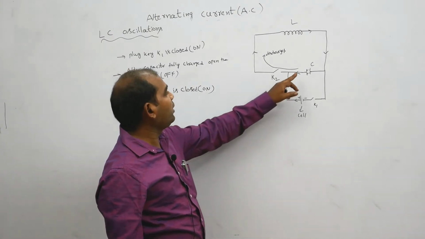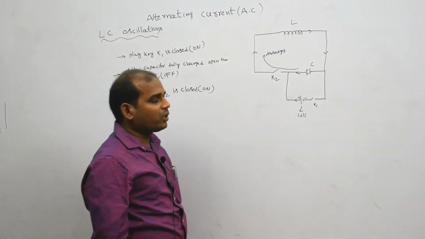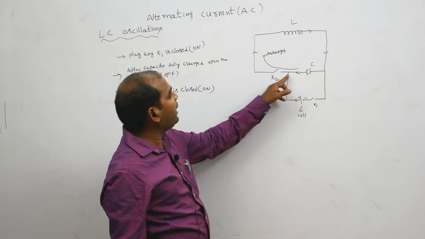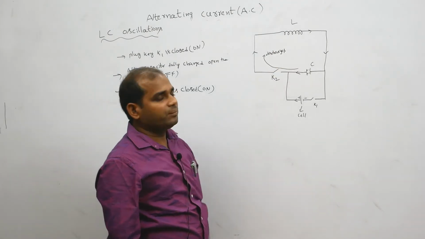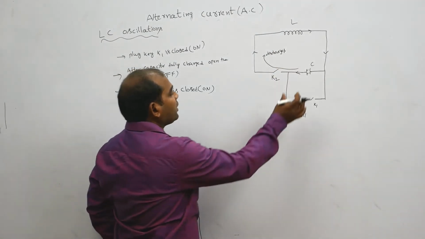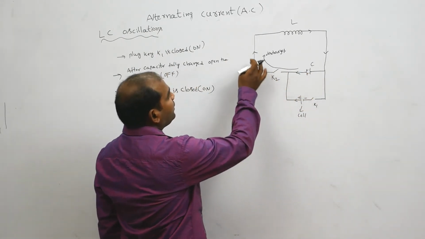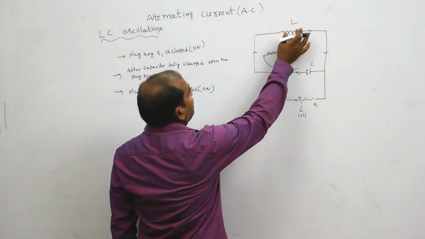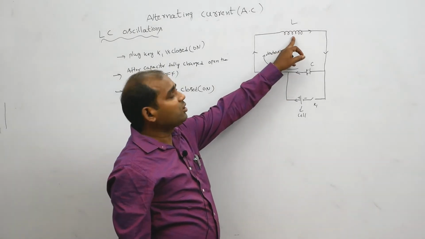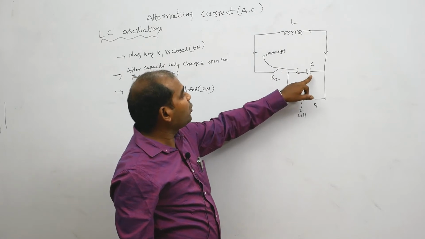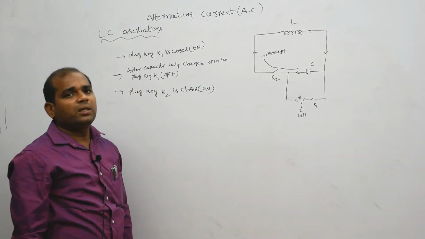Similarly, after some time, what happens? The electrostatic energy stored in the capacitor is completely transformed to the inductor in the form of magnetic potential energy. The moment the capacitor is completely discharged, the current in the circuit gets maximum. The magnetic energy stored in the inductor also gets maximum. It means the total electrostatic energy stored in the capacitor gets converted into magnetic potential energy in the inductor.